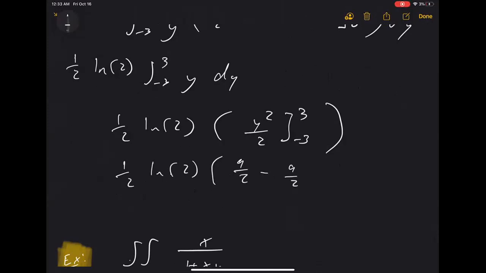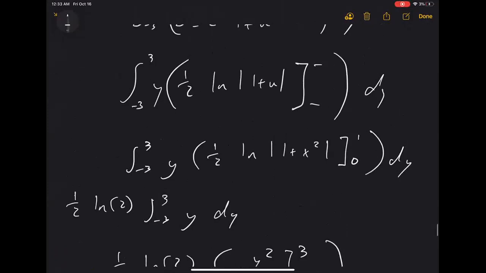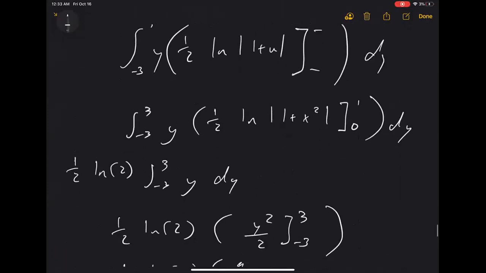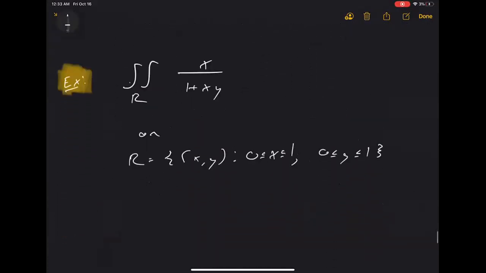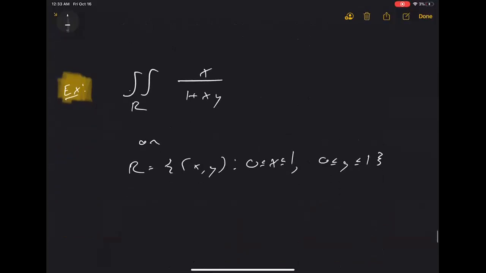Minus 9 over 2, 0. So it looks like my integral goes to 0. Hopefully I haven't made any mistake on there. It's possible, but hope not. And then let's look at this final example, x over 1 plus xy.